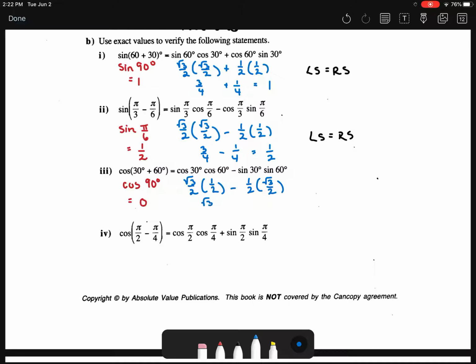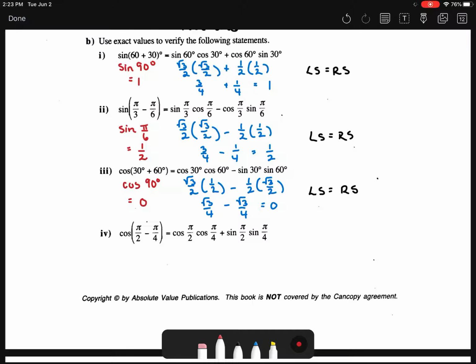So I multiply these together, you get root 3 over 4, minus, again here, this is also root 3 over 4. So anything minus itself always is equal to 0. So again, we end up in the scenario that we were hoping to achieve, which is the left-hand side equals the right-hand side. One more.